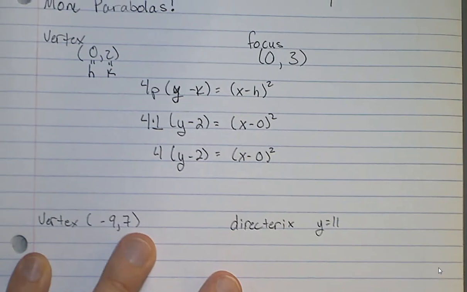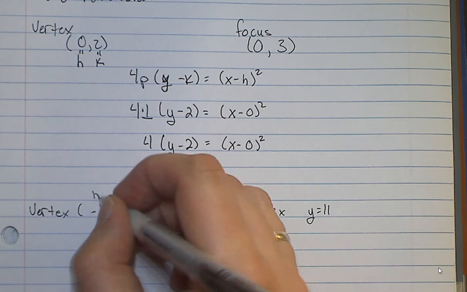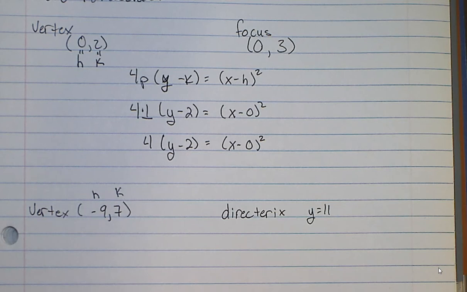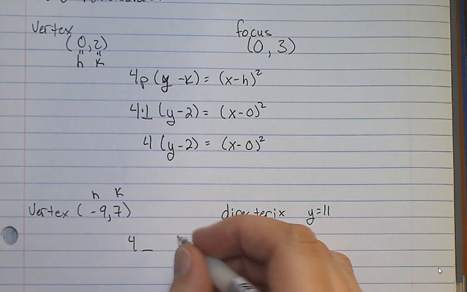So if you were trying to come up with the equation from here, you know what the vertex is again, so you already know 2 of the 3 numbers that you have to substitute into that equation. If you know what the vertex is, you know what h is, you know what k is, and you just need to find out what p is. P is the distance from the vertex to the focus or to the directrix.